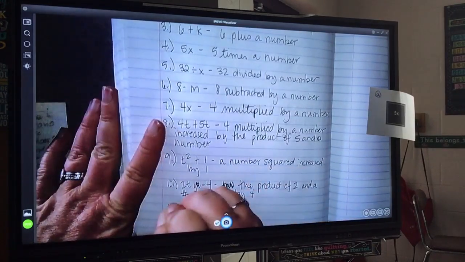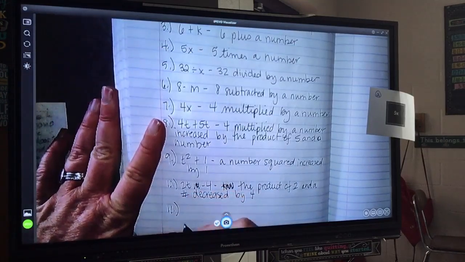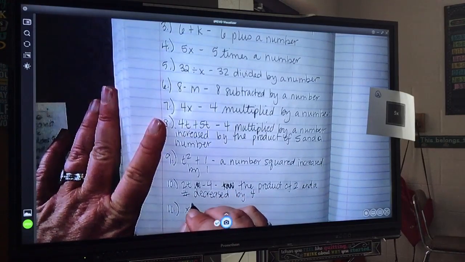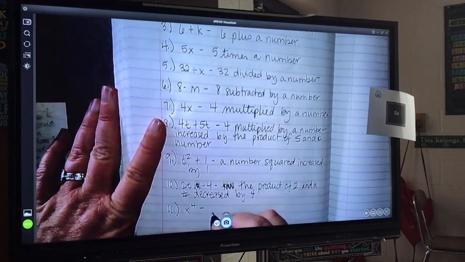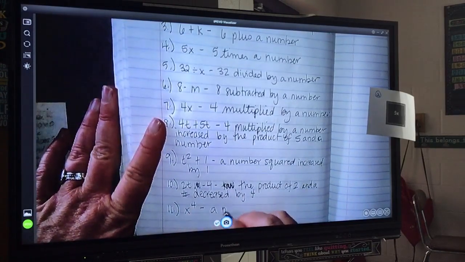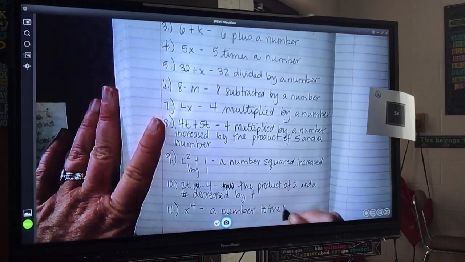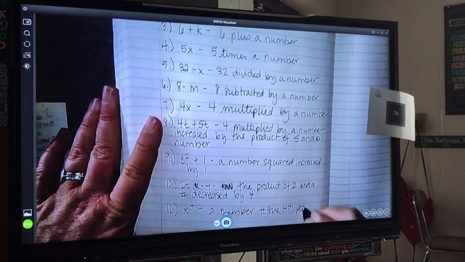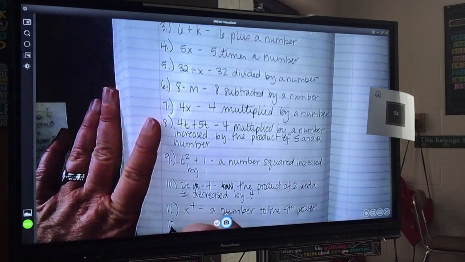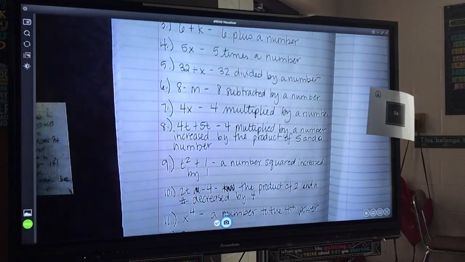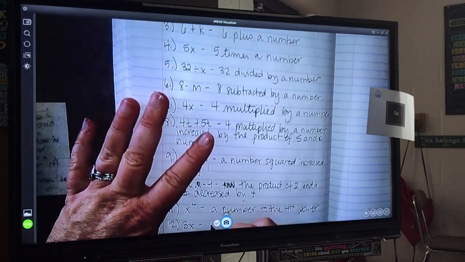Perfect. Alright, number 11 was x to the fourth or x squared? X to the fourth. Okay, alright, Cooper? A number to the fourth power. And number 12 was 3x. Anthony, do 3x for me. 3 times the number. I'll take it. That's what I put.